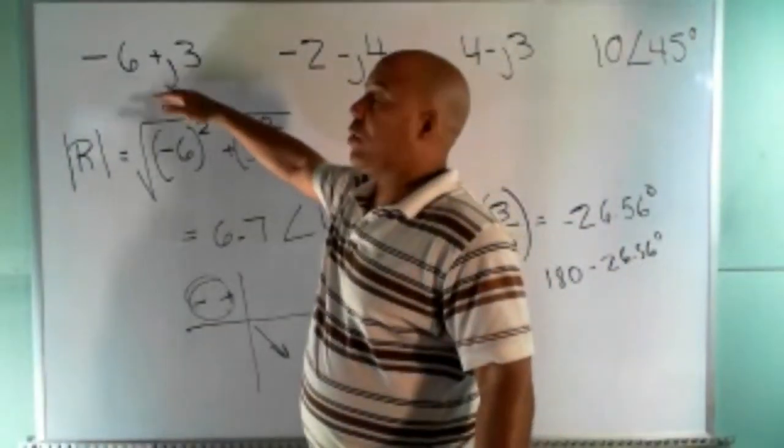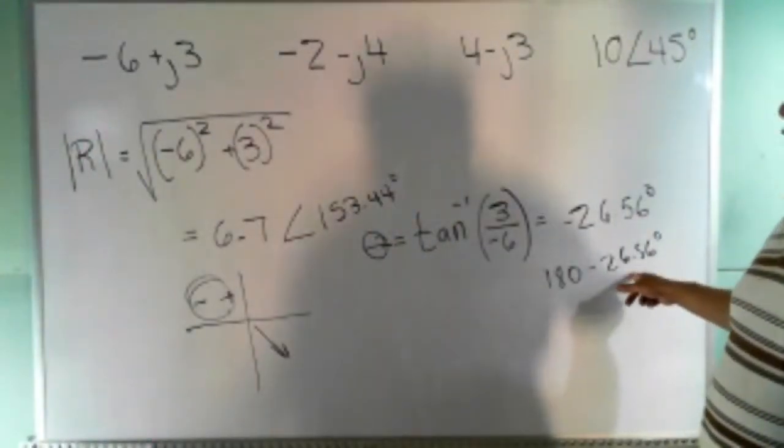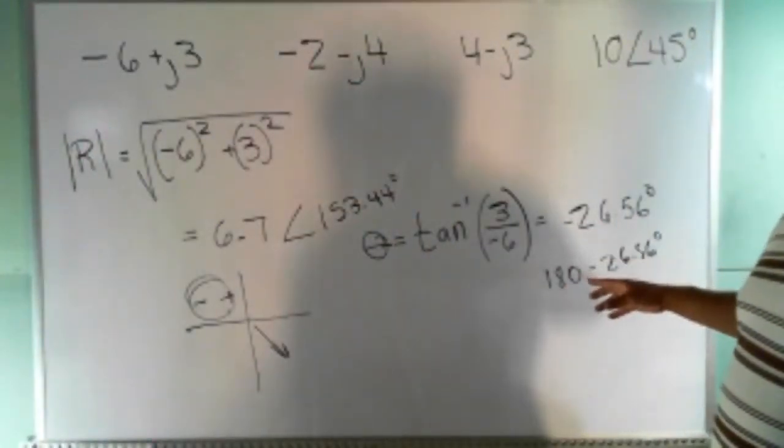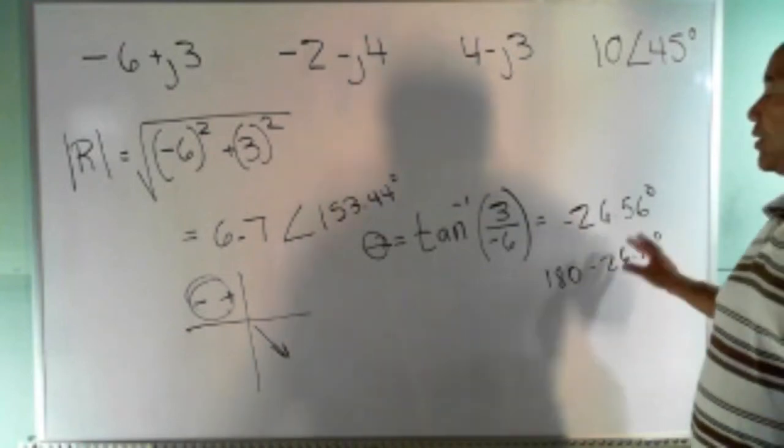If you're in quadrant two or three, you got to do what I just did. You got to add 180 to your answer when you do the inverse tangent. So you got to remember that, else it's going to screw you up in your calculations. So everybody have any questions over what we did?